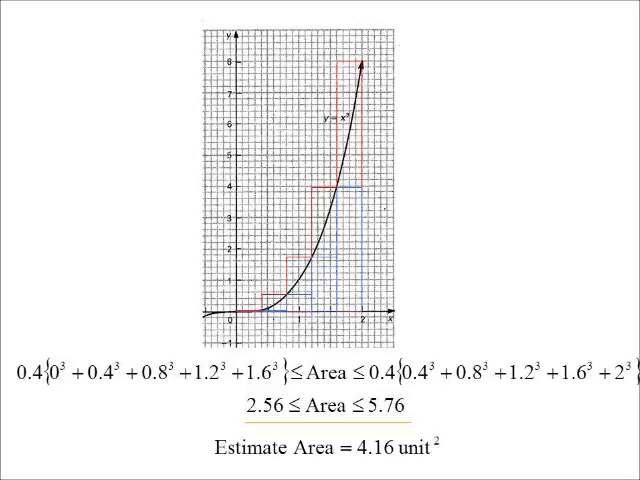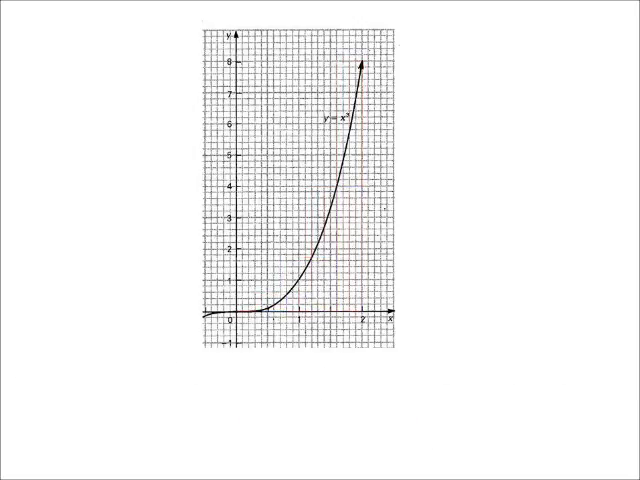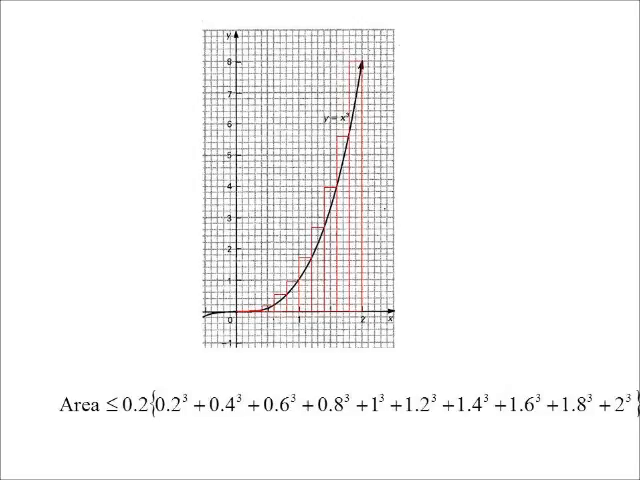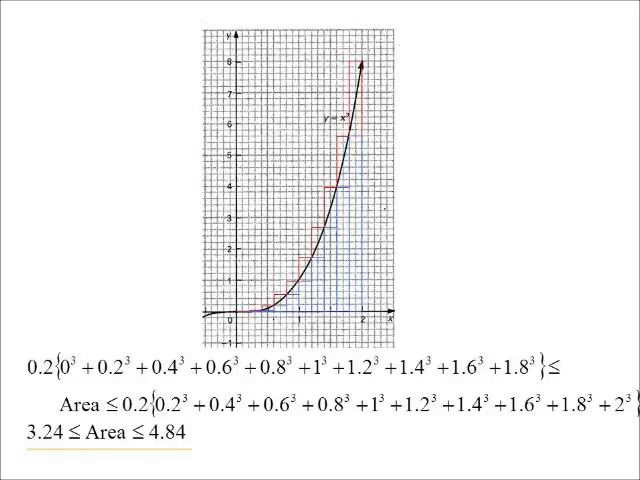Still not exact, though. So what I could do is increase the number of rectangles. Let's go crazy, and let's have 10 rectangles. Here are all the outer ones, all 10 of them. Now they've got a width of 0.2, and it'll be 0.2 cubed, 0.4 cubed, all the way up to 2 cubed. So I now know it's less than or equal to 4.84. And the inner ones, let's create those. That turns out to be 3.24. The average of those two is 4.04. So we've got very close now. Still not exact.